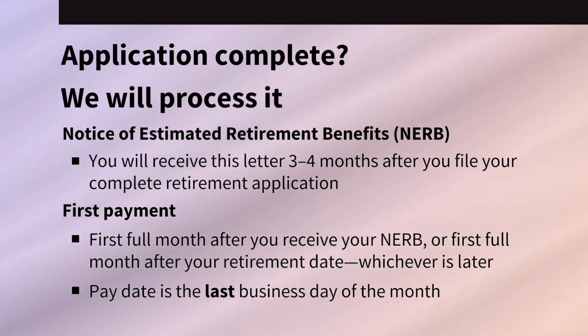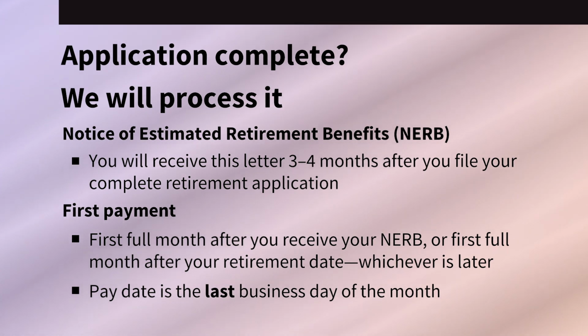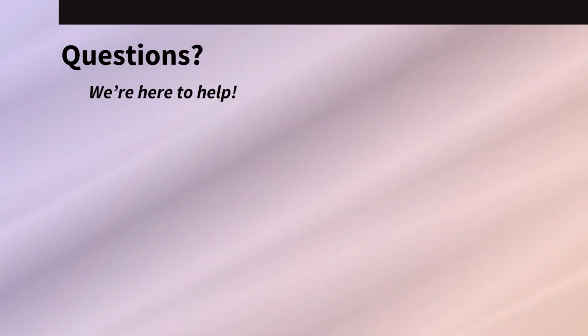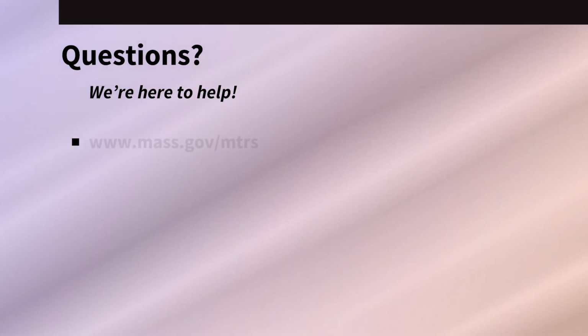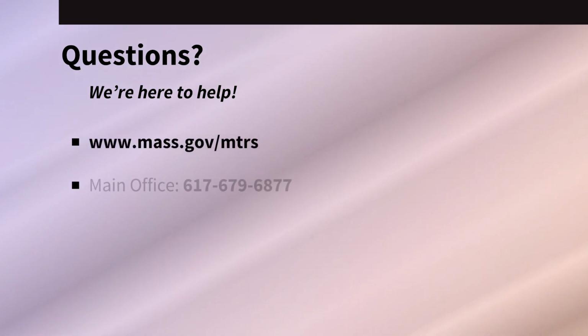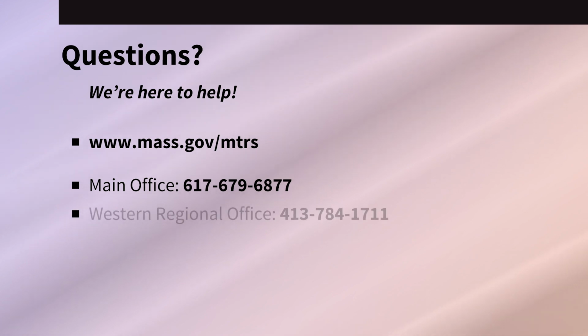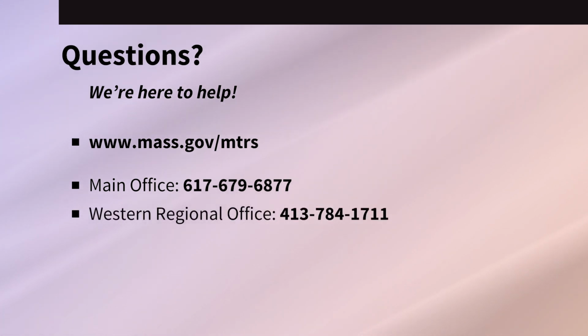If you would like to review your monthly benefit payment details, you can do so in MyTRS, our online member self-service application. If you have any questions about the retirement process or your MTRS membership, please visit our website or call our main office at 617-679-6877. We're here to help.